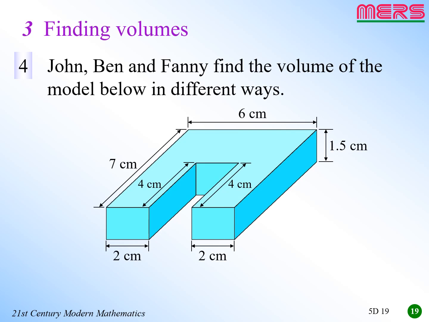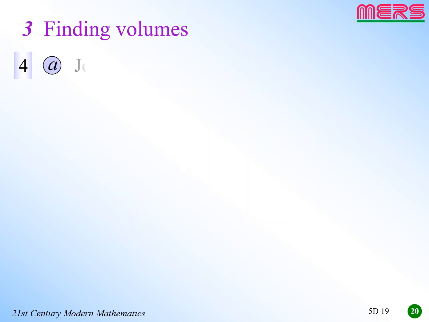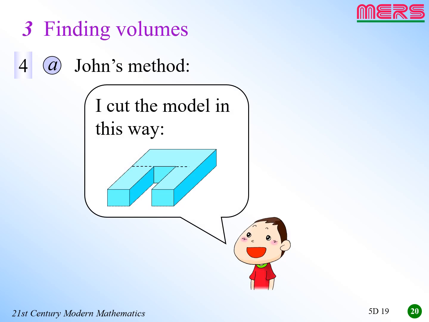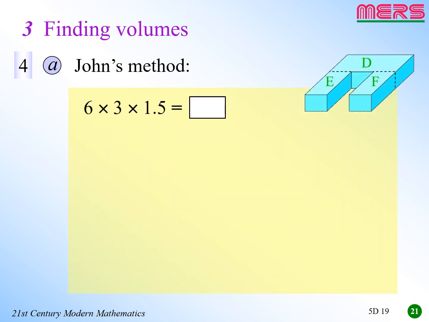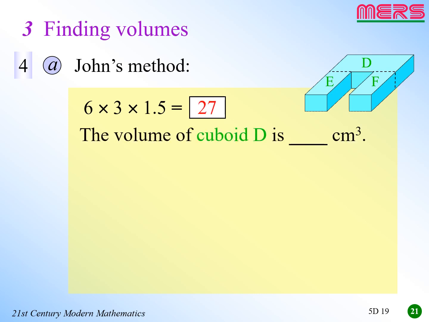Number 4. There are 3 methods to calculate the volume of this model. Using John's method, the model is cut into 3 cuboids, cuboid D, E, and F. Find the volume of cuboid D first. That is 6 times 3 times 1.5, which is equal to 27. The volume of cuboid D is 27 cubic centimeters.